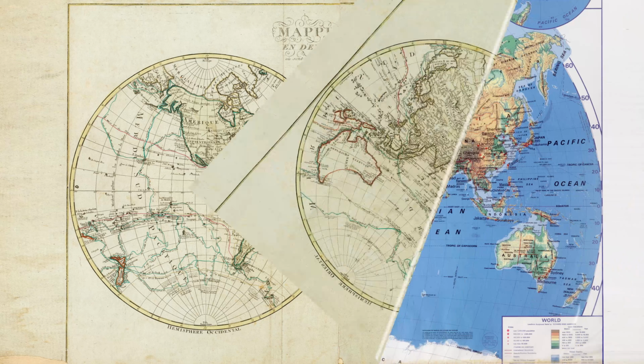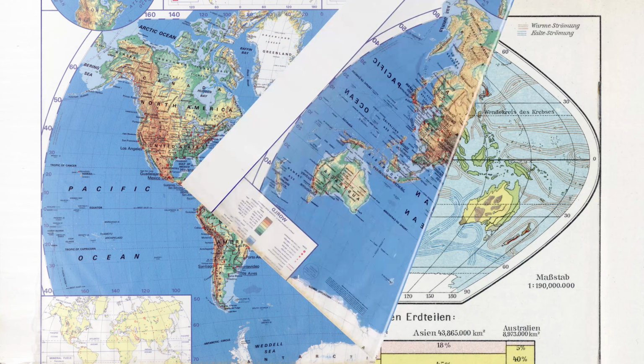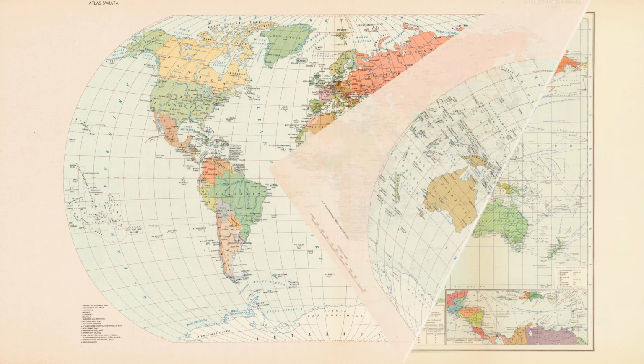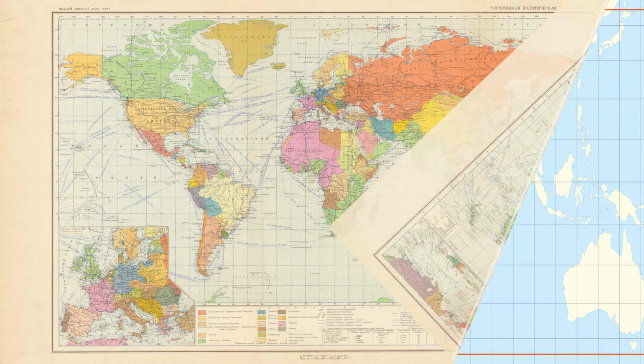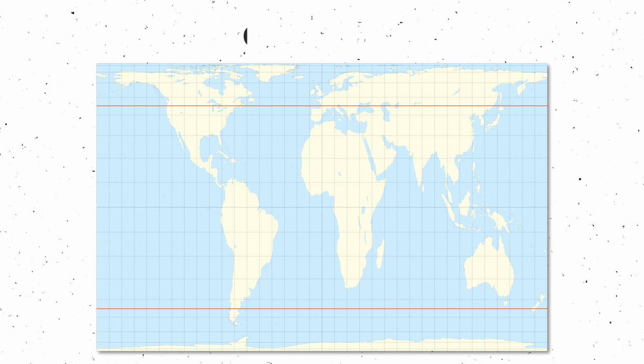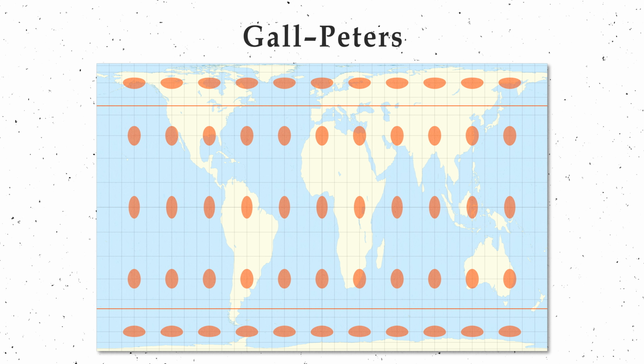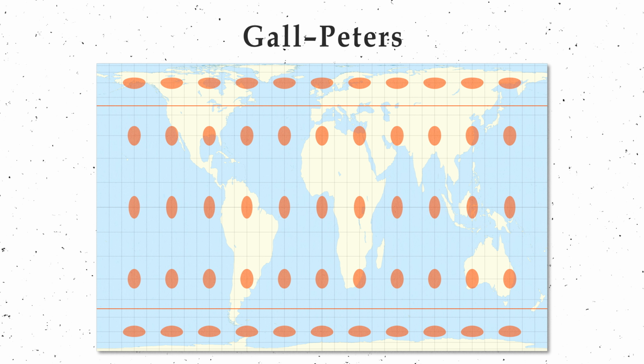As awareness of these distortions grew, cartographers began searching for a map that felt more honest, one that didn't exaggerate some regions while shrinking others into obscurity. One of the most well-known attempts is the Gall-Peters projection. This map preserves area, meaning every country appears in its true relative size.